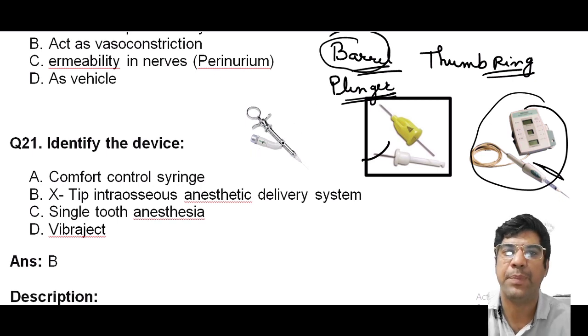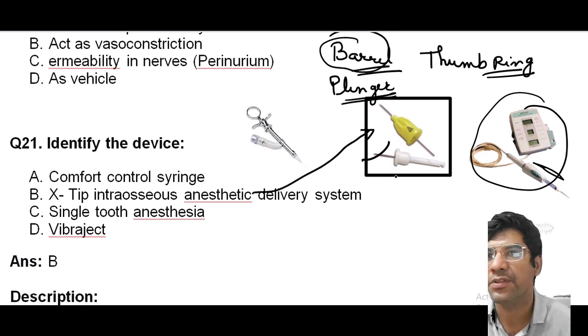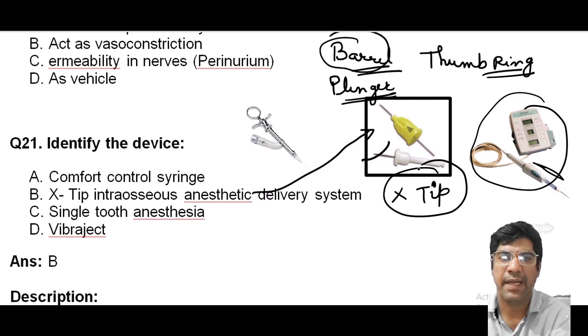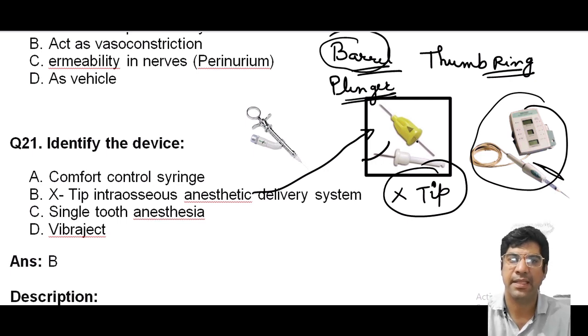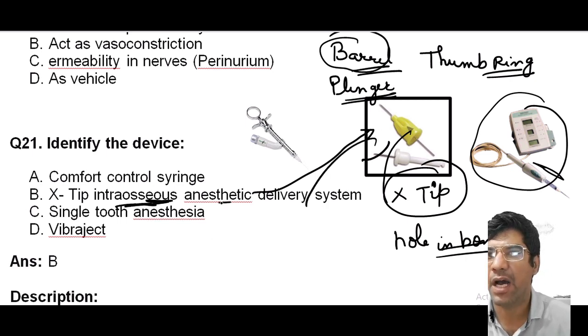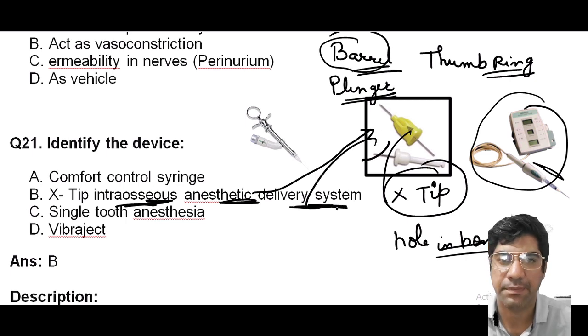Other is the XStep anesthetic delivery solution. So this is XStep. It resembles a small disposable syringe that is inserted into a hole in the bone. So the local anesthesia is delivered directly into the bone through the XStep, providing a rapid and effective numbness to the treatment area. So it is an intraosseous anesthesia delivery system.